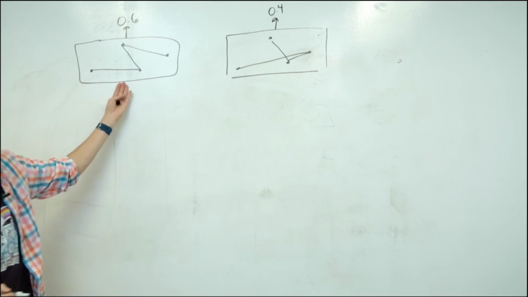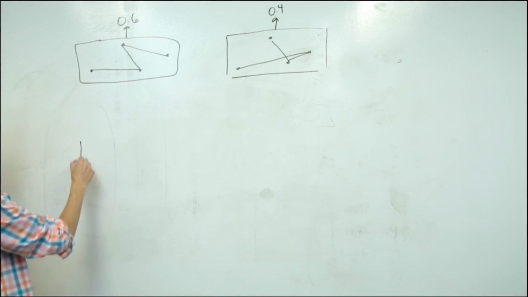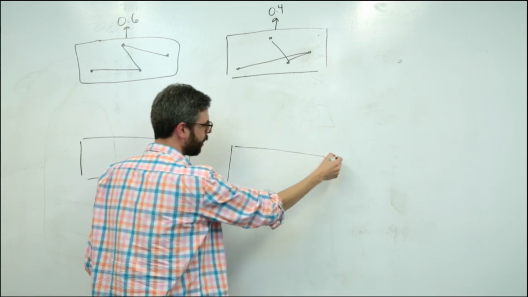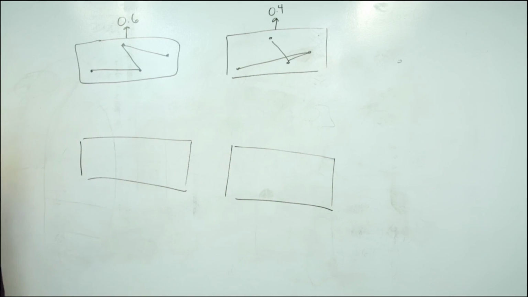What I'm going to do for the next generation is I'm going to make two. If I only have a population of 2, I'm going to make 2 new orders.